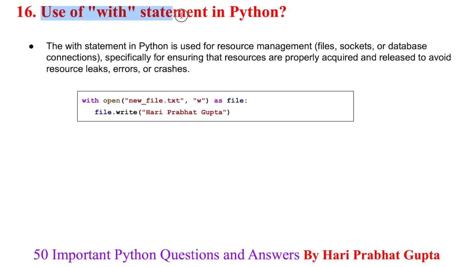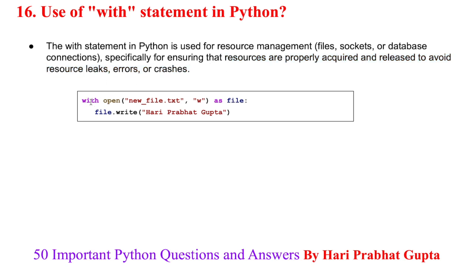What is the use of the with statement in Python programming? The with statement in Python is a useful programming construct that allows you to manage resources like files, sockets, or database connections more easily and safely. The with statement provides a way to ensure that resources are properly acquired and released in a way that is both effective and safe, even in the face of exceptions or errors.